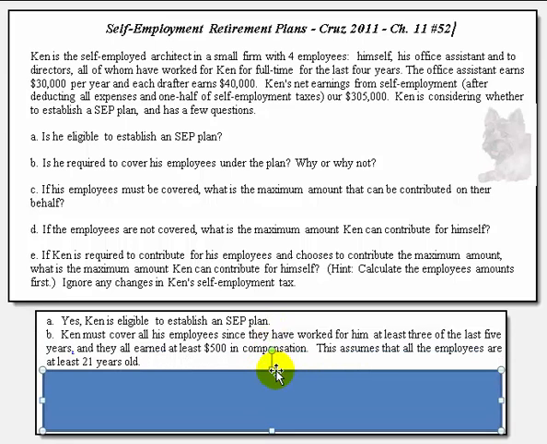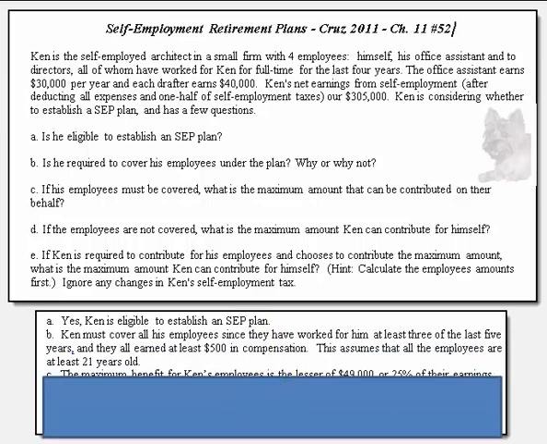And what we see as the answer for B is that Ken must cover all his employees since they have worked for him for at least 3 of the last 5 years, and they all earned at least $500 in compensation. And this assumes the employees are also 21 years old.